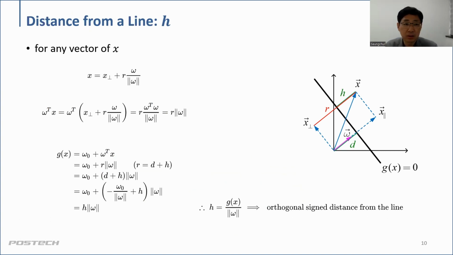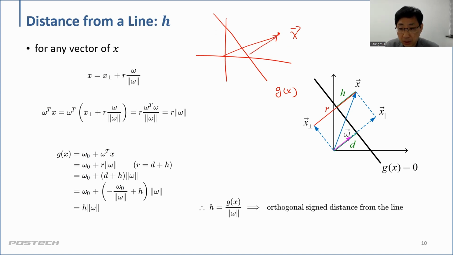Let's think about this. Now instead of computing the distance from the origin, say this is g of x, and any data points. In that case, the distance would be like this. Let me show you. Let me write it that way.